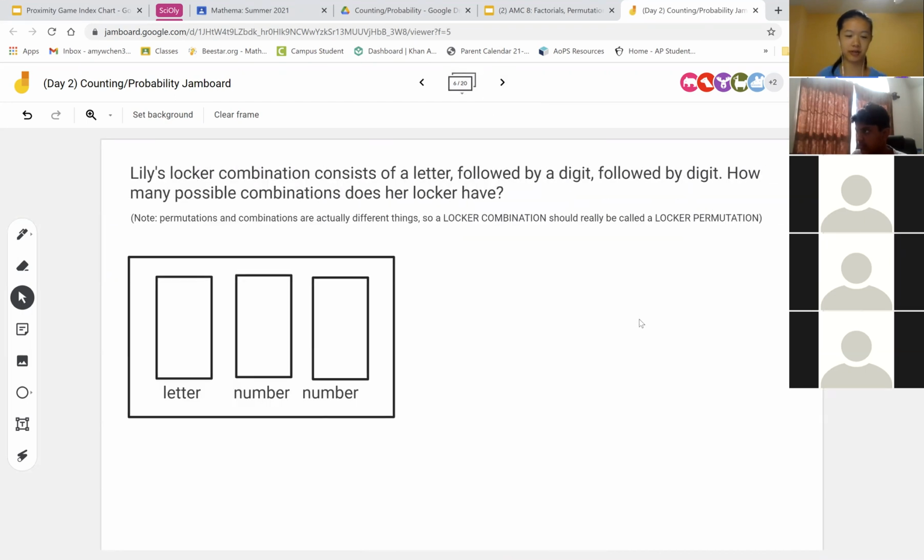Okay, we're gonna move to the next question now. Lily's locker combination, which of course should actually be called a permutation mathematically, consists of a letter followed by a digit followed by another digit, which can be the same as the first digit because it doesn't say that can't be the same. How many possible combinations does her locker have?